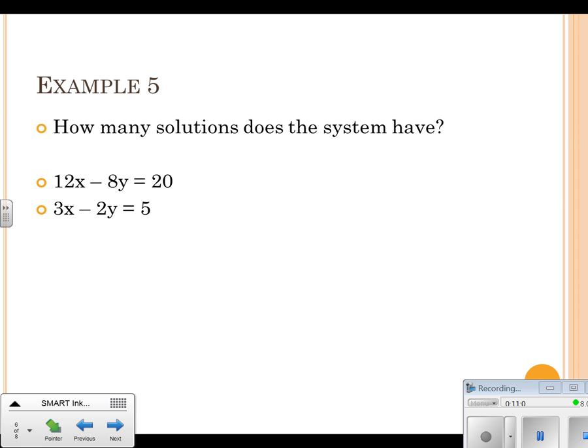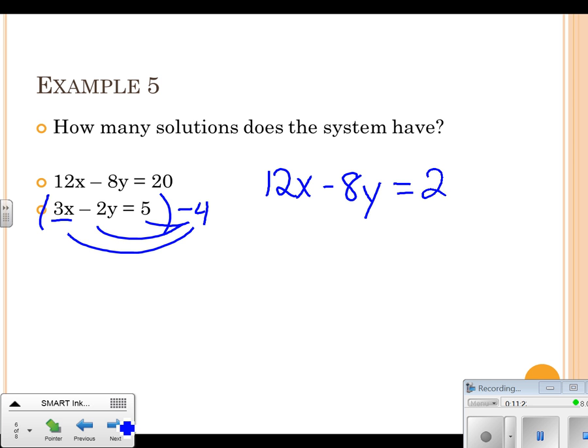How many solutions does this system have? Looking at this, we're going to have to change something to have opposites that will eliminate. So let's multiply the bottom one. Let's make this a negative 12x. So we're going to multiply by negative 4 all the way through to every term in the bottom. The top stays the same, 12x minus 8y is 20, but we're going to multiply that negative 4 through. So we've got 8y, and that's going to be the same as negative 20.